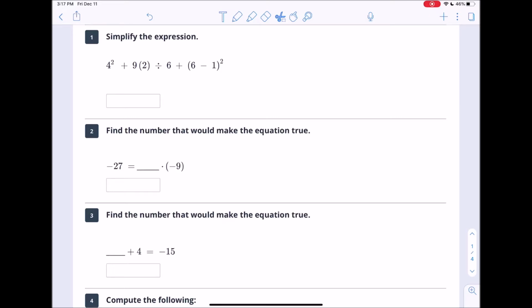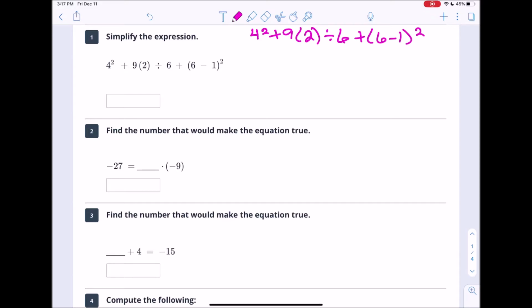So, question number 1, simplify the expression. We have 4 squared plus 9 times 2 divided by 6 plus 6 minus 1 in parentheses with an exponent of 2. So this is an order of operations problem. Okay, so I'm going to go ahead, rewrite the problem over here. 4 squared plus 9 times 2 divided by 6 plus 6 minus 1 to the second power.